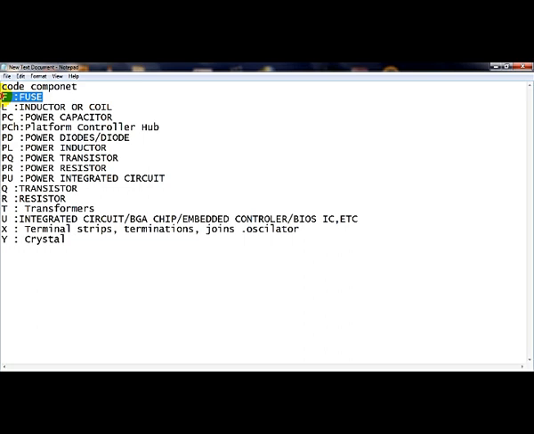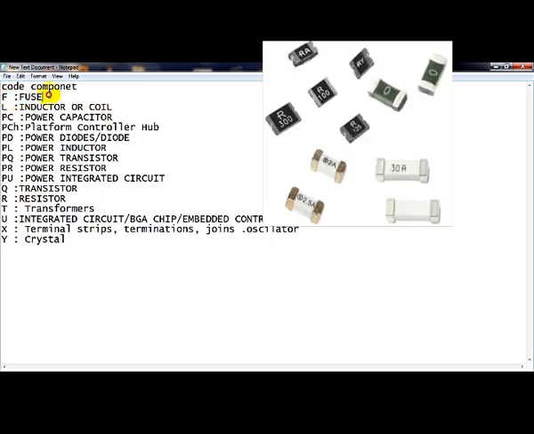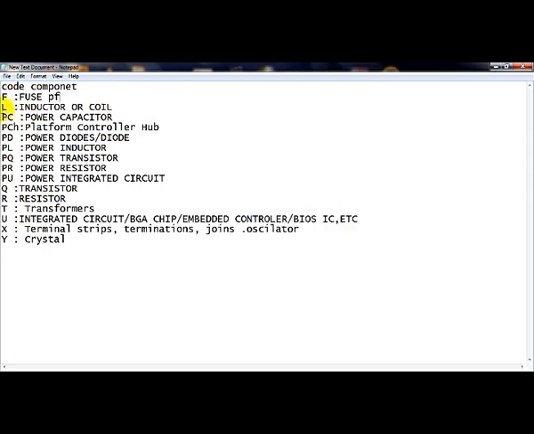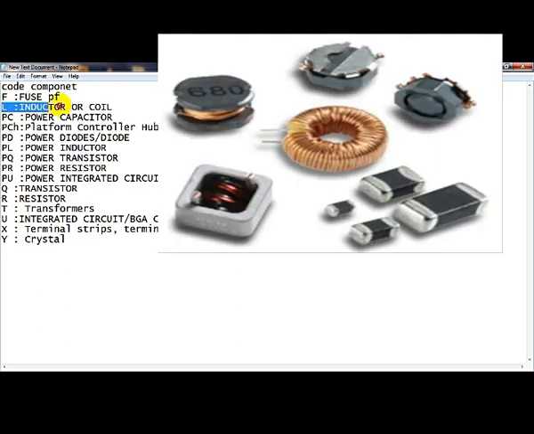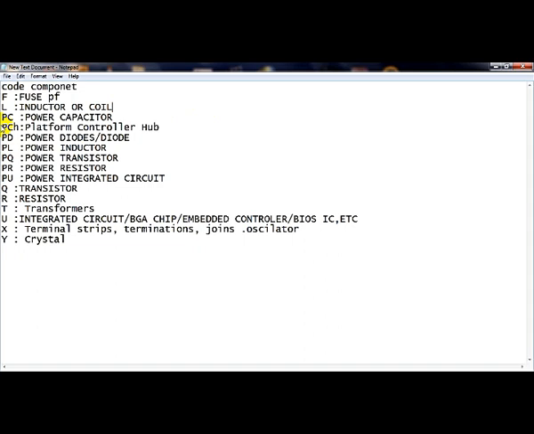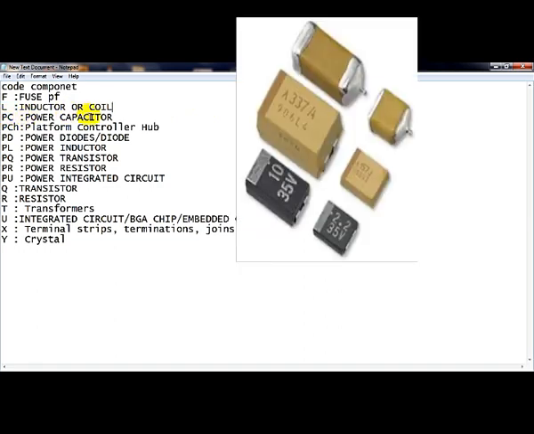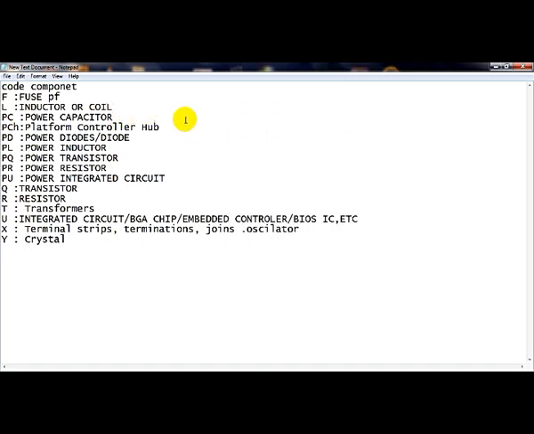For example, here F means fuse, sometimes it comes as PF, that means power fuse. It's looking like this. L means inductor or coil, and it's shown like this. PC: P means power, C means capacitor, so power capacitor, and C is also like this.